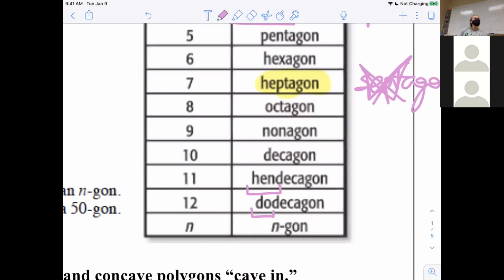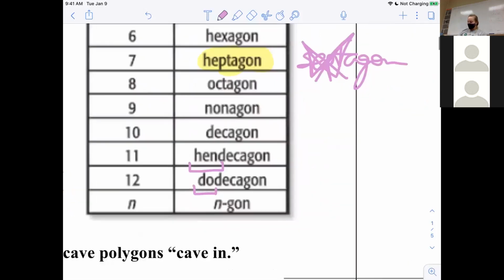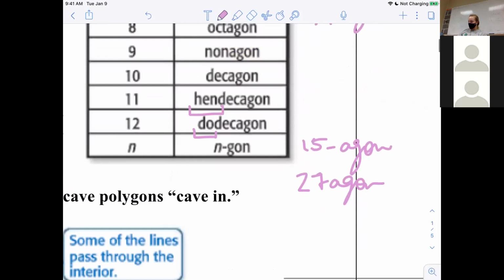Once we get past 12, though, we just call it that number plus gon. So if I have a 15-sided figure, it's just called a 15agon. Or 15gon. I like 15agon better, but it doesn't really matter. If it's a 27-sided figure, it's a 27agon. If it's a 159-sided figure, it's a 159agon. Nothing crazy, just throw agon at the end of it.